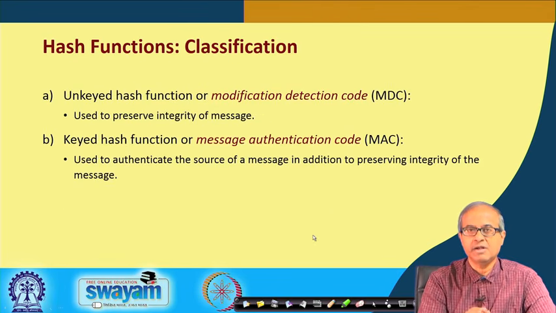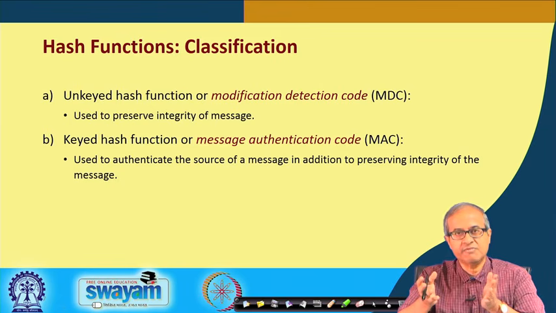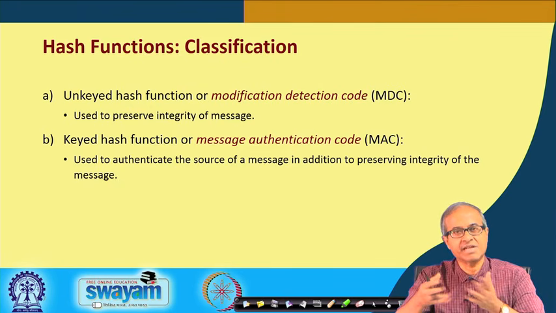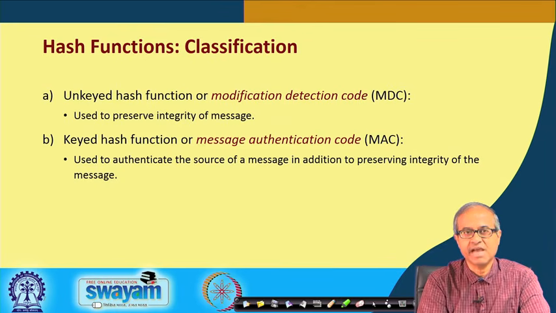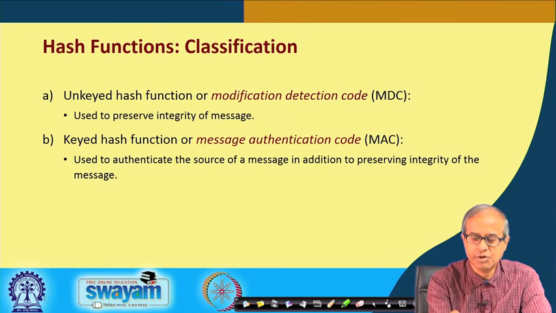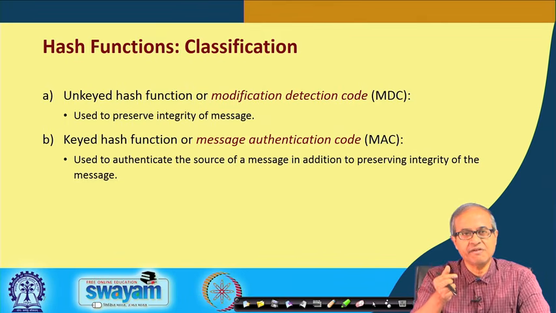Now, broadly speaking, I said that these kinds of hash functions can be either keyed or unkeyed. There can be a secret key or there can be no secret key. Based on that, we can broadly classify hash functions into something called modification detection code, which is unkeyed and does not rely on any key. So, whenever the message is modified, that can be detected.